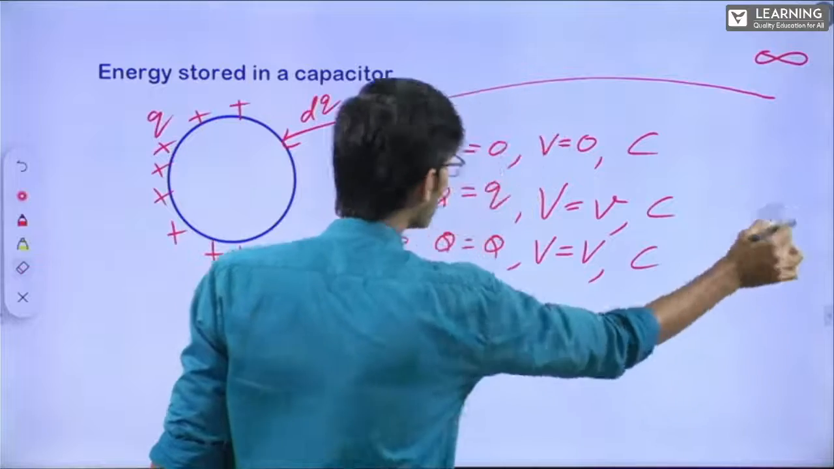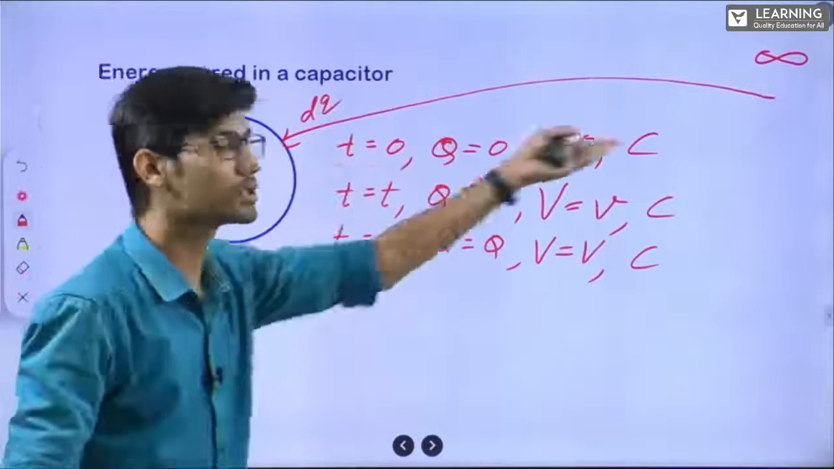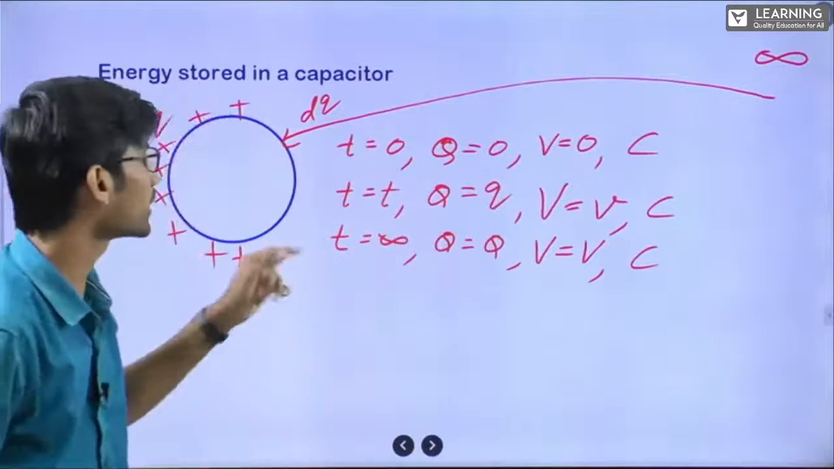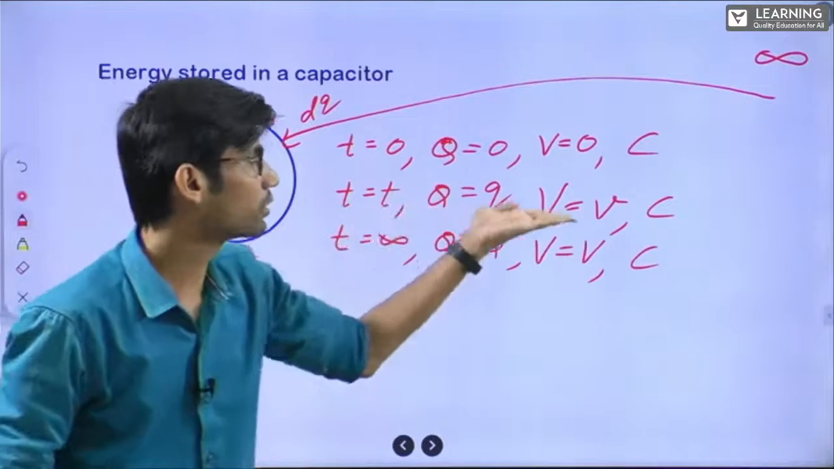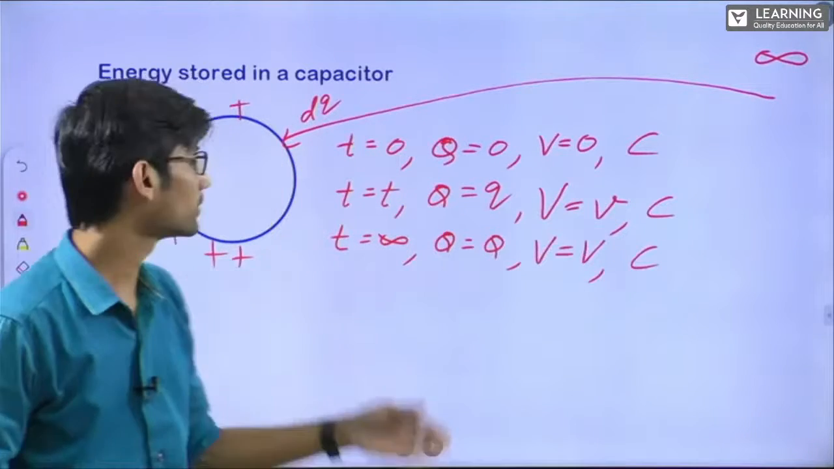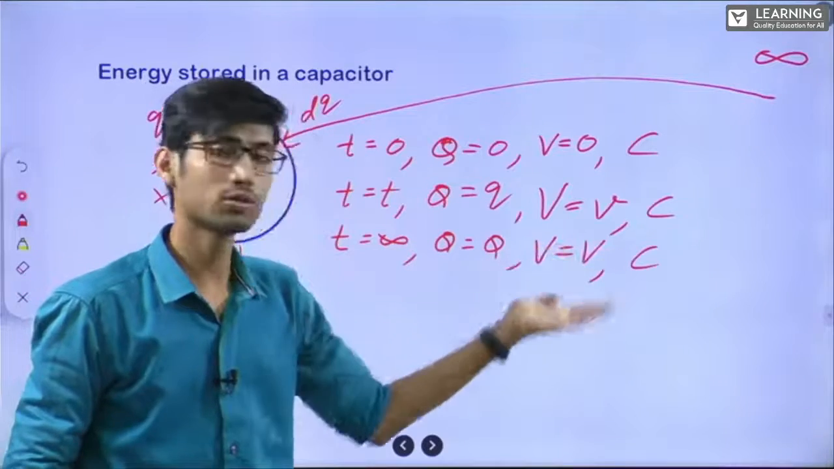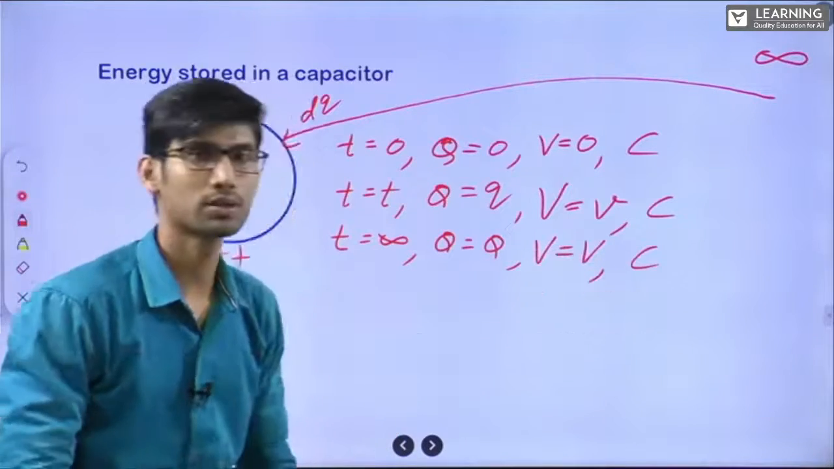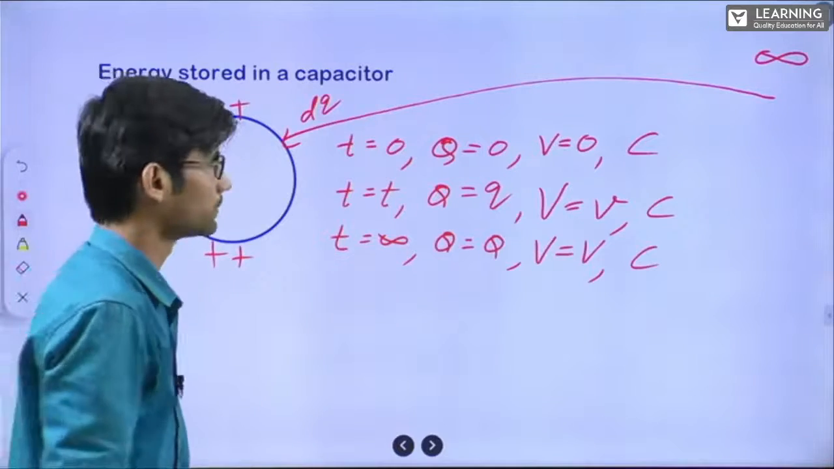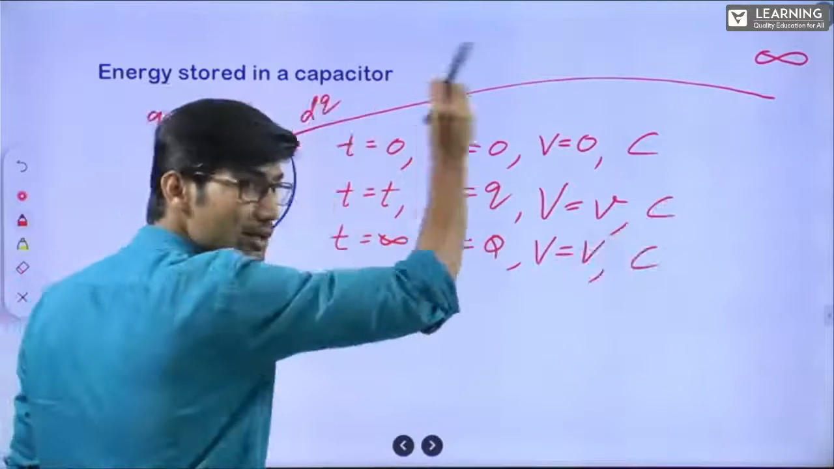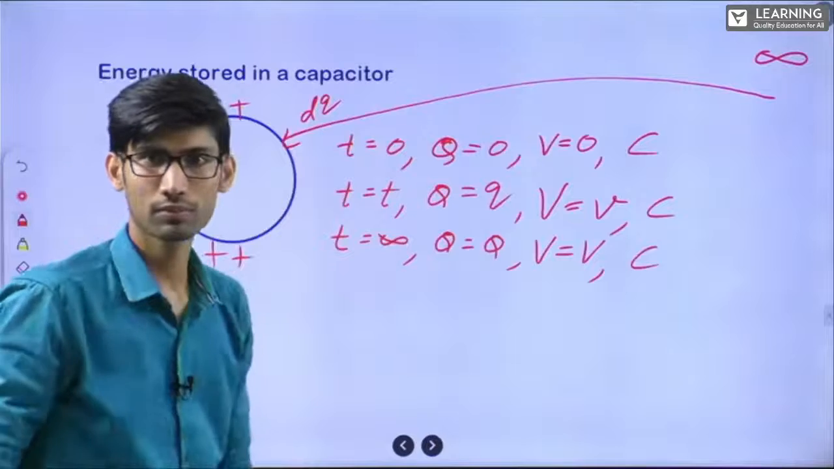Okay, so this is the story. At t is equal to 0, this is the story. Then slowly we are bringing the charge. At t is equal to t, charge will be q, potential is equal to small v, capacitance will be the same. At t is equal to infinity, when it is fully charged, q is equal to capital Q, v is equal to capital V, and C is equal to C. Now, as I told, for bringing this charge, the work done is variable, right?